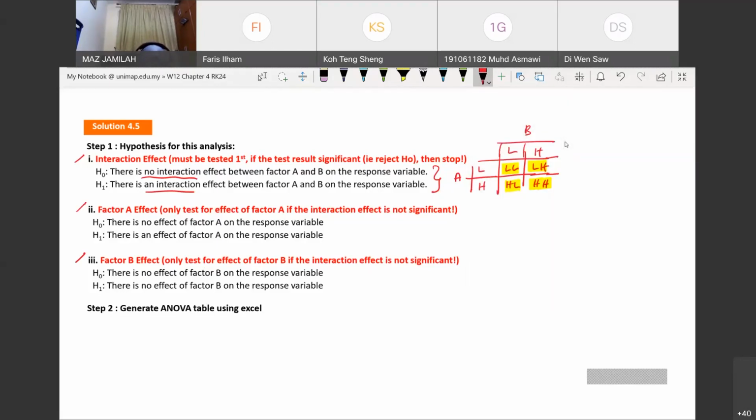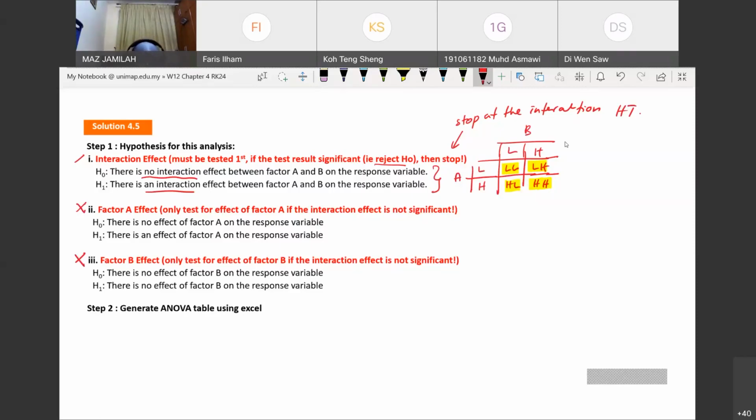This will be the first thing that you need to test. It must be tested first, as I mentioned in this bracket. If the test result is significant, meaning we reject the null hypothesis, then stop. Stop at the interaction hypothesis testing.